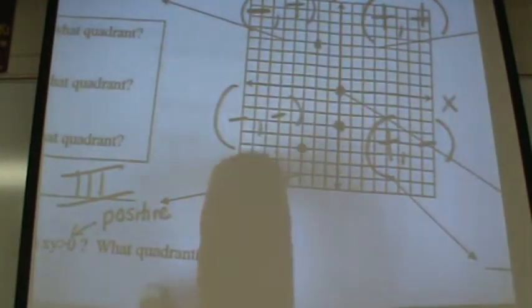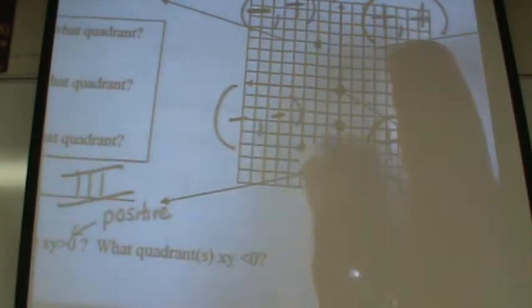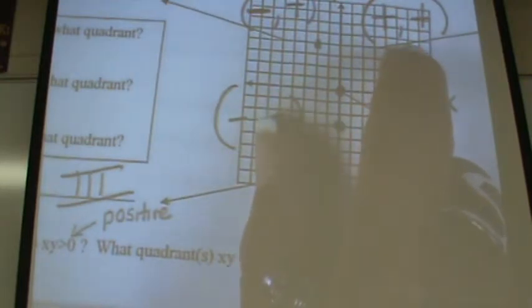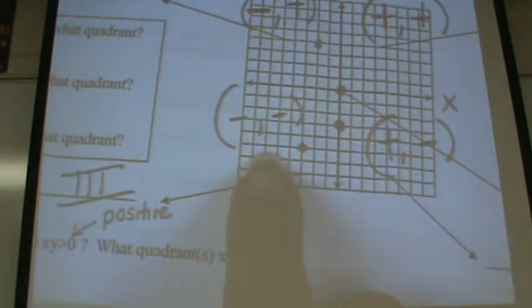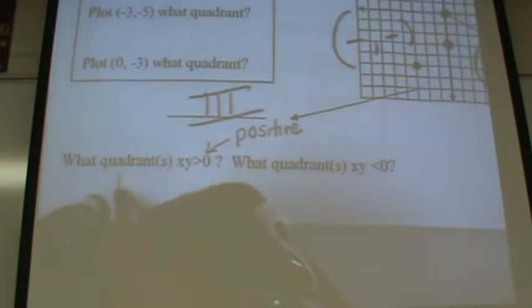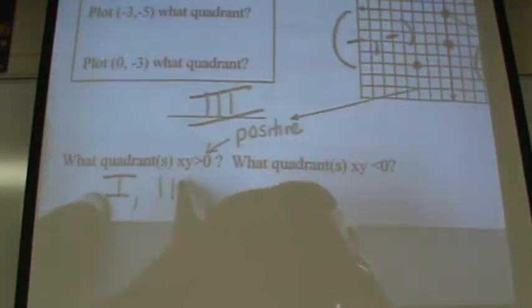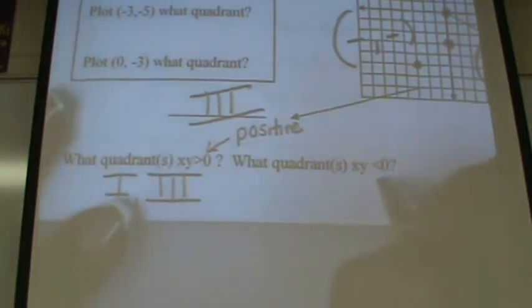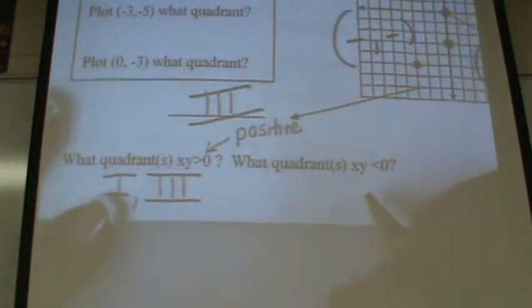1 and 3, very good. Why 1 and 3? Because when you multiply two positive numbers, you get a positive, and when you multiply two negative numbers, you get a positive. So we're going to answer this first question with a 1 and a 3, and I bet you can answer this one now. What's 2 and 4?